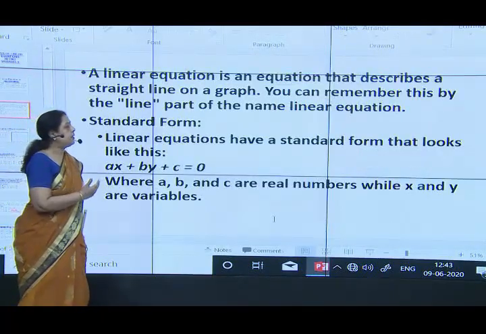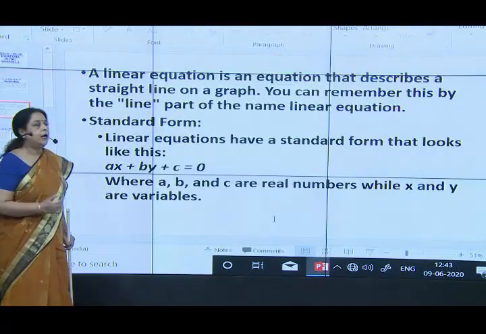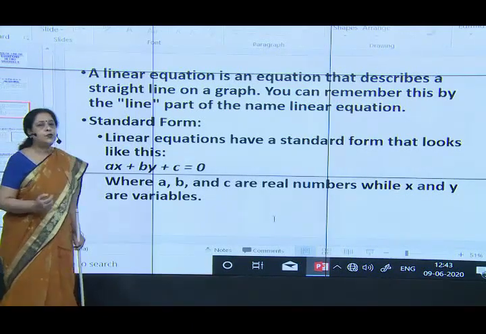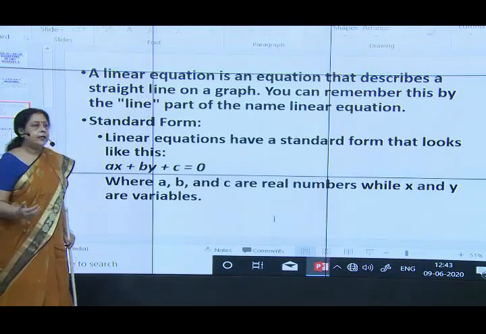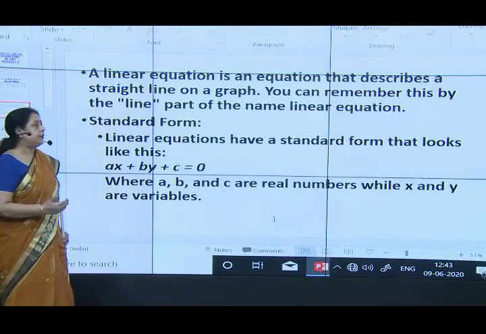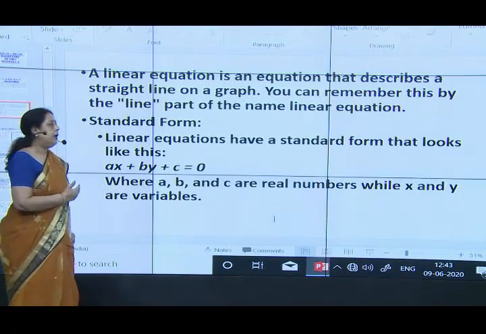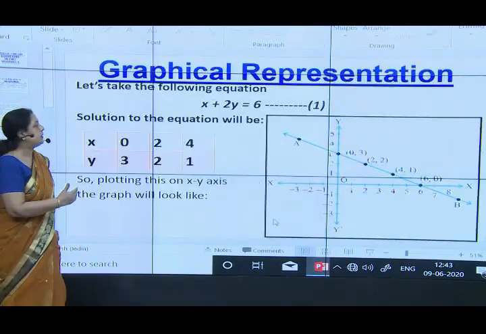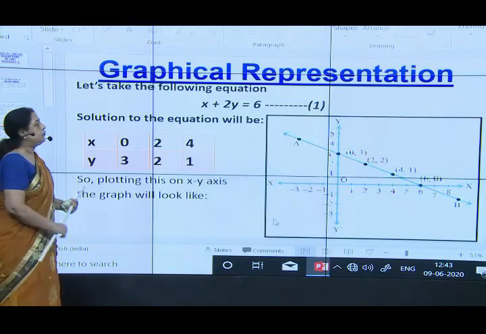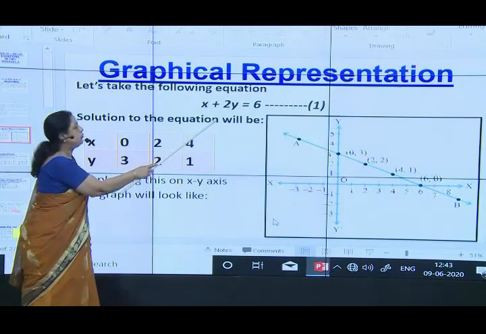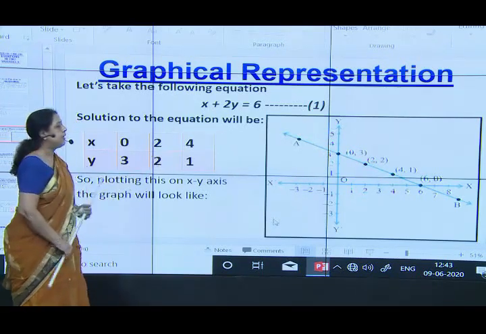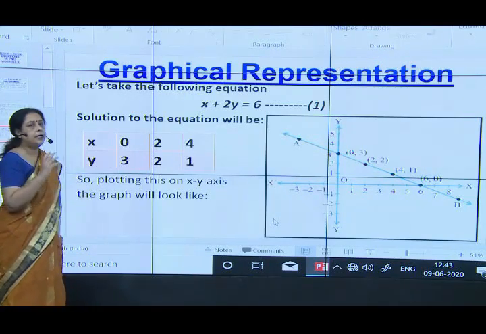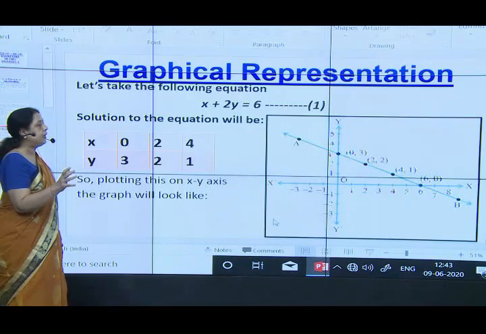Graphical representation of a linear equation is a straight line. We can understand it easily with the help of an example. Here is an example: x plus 2y equal to 6. We have to represent this equation graphically.